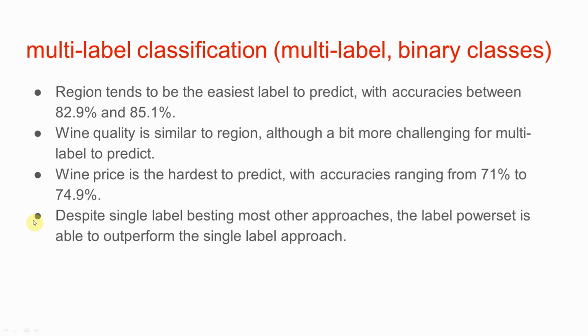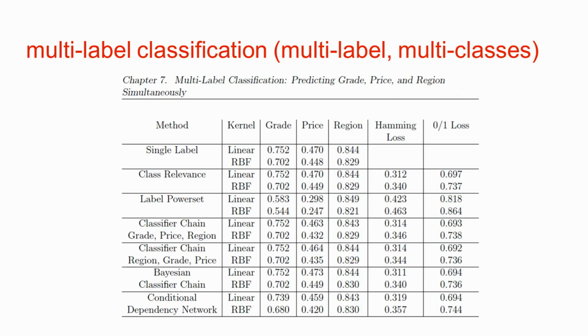So despite the single label besting most other approaches, the label power set in this multi-label classification actually performs the best. Now, if we look into the multi-target problem, we are using the same different methods over here. For the grade, we have 4 classes: 80 to 84, 85 to 89, 90 to 94, and 95 plus. For the price, it's going to be between $0 to $18, 18 to 29, 29 to 50, and 50 above. Region still stays in the 2 regions.